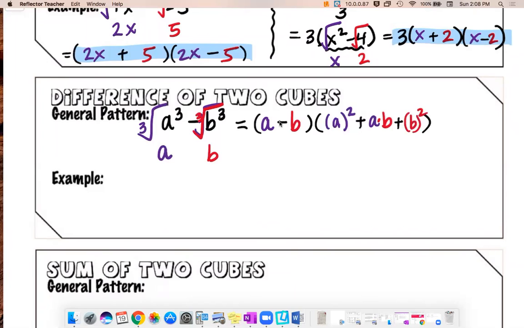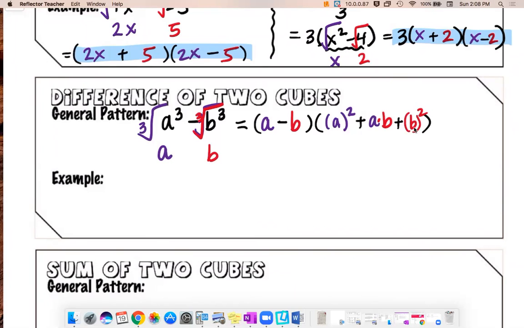Okay, so that's how you write out these final answers: you do cube root a minus b, because that's a minus. Then you take whatever this is and square it, it goes here. You multiply these things together and it goes in the middle, and then you take b and square it and it goes at the end. So let's do a couple examples of this.